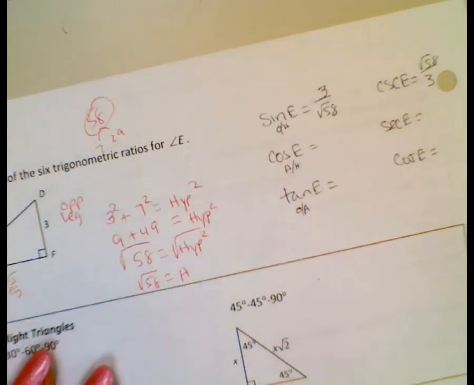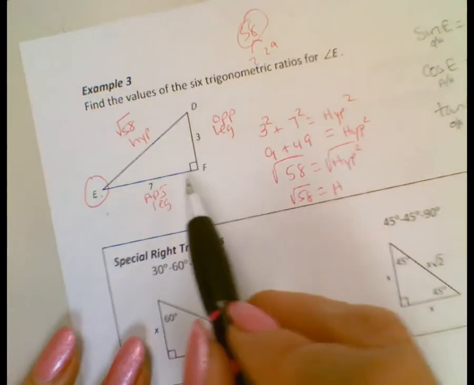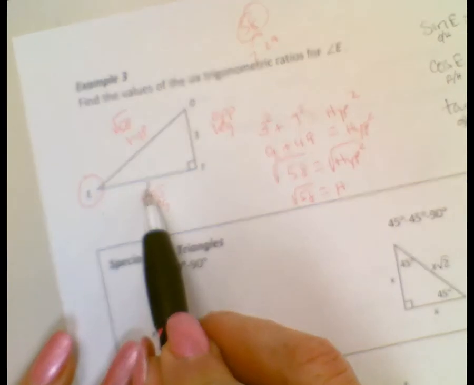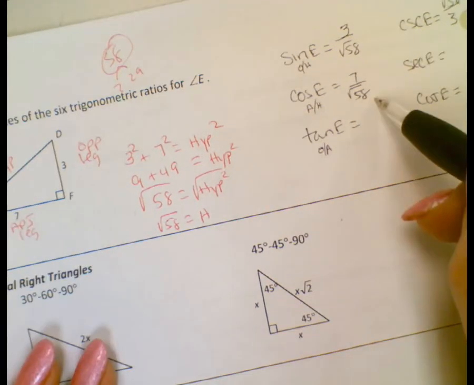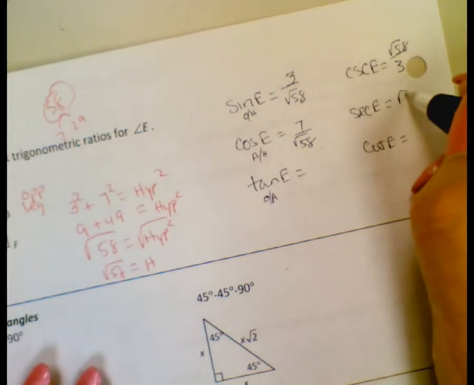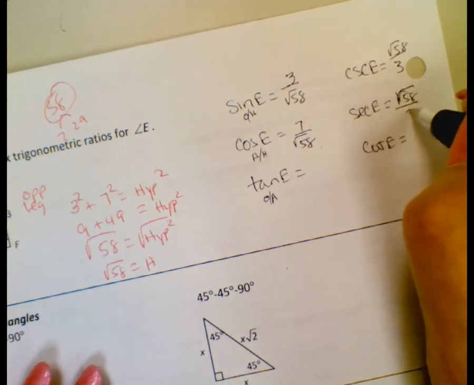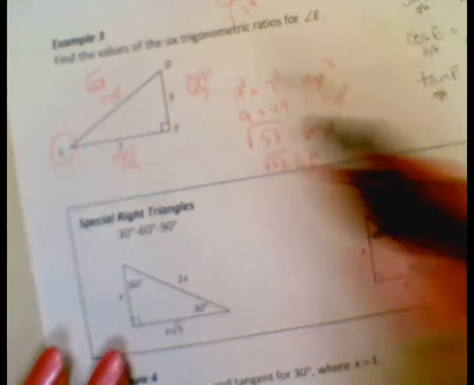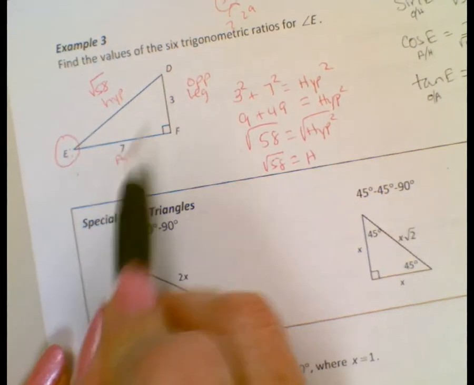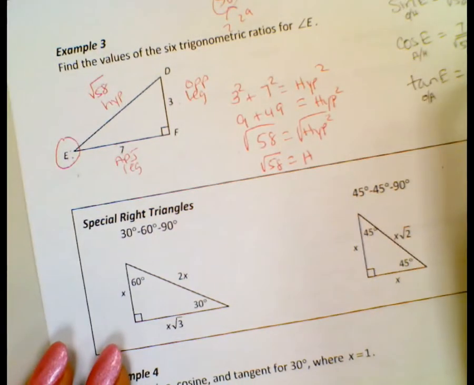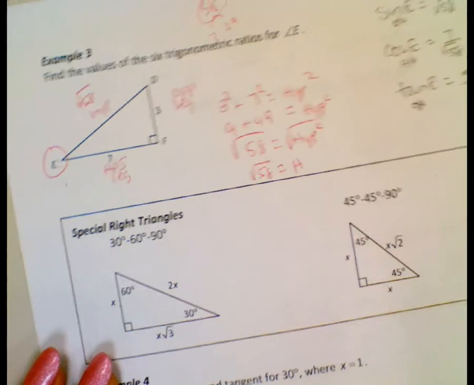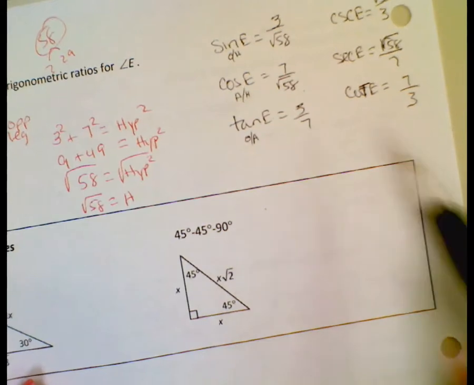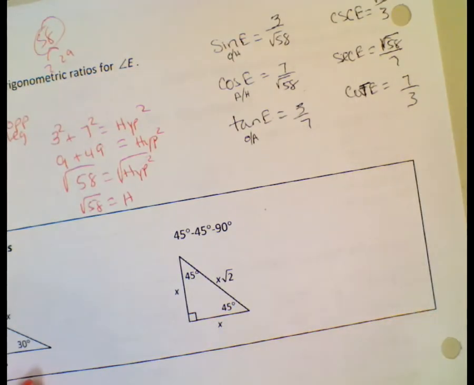Just flip it over. Cosine is AH. So adjacent is 7. Hypotenuse is radical 58. So we're going to go 7 over radical 58. Again, it should be rationalized, but I'm okay if you just write 7 over radical 58. Therefore, the secant is the flip of that, which is radical 58 over 7. And the tangent of E is opposite over adjacent. So it's 3/7, which makes cotangent 7/3. 3/7, 7/3. Done.